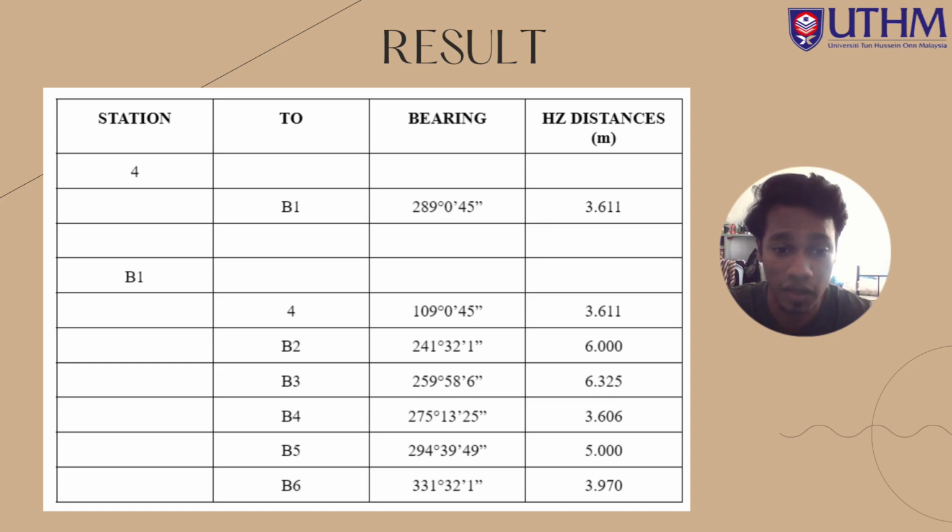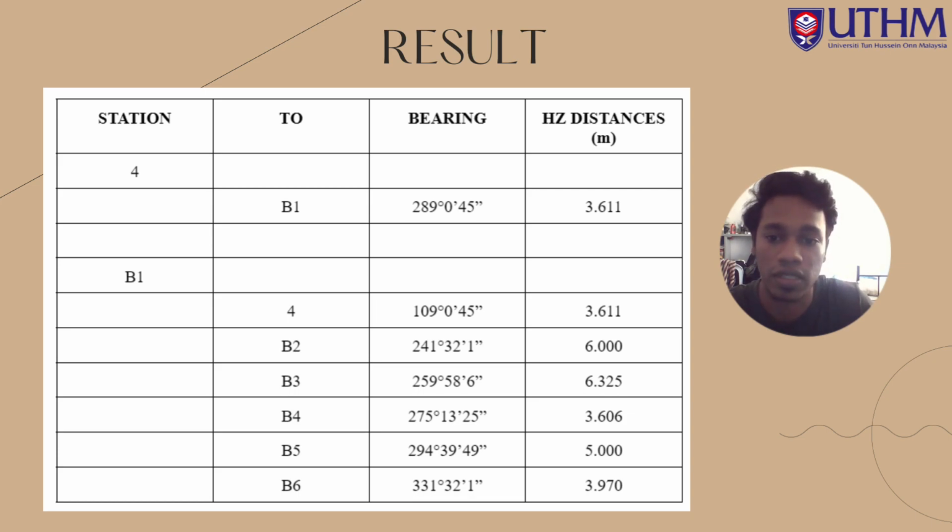We used tape measure to set out and calculate the distance between each pair of points, and our development is shown in the plotting section if you refer to the drawing. And here is the data we have obtained throughout our setting out project. At first, we used our components such as total station, mini prism, and also prism to set up from station to checkpoints. Here, from station 4 to B1, we have obtained the bearing 289 degrees, 0 minutes and 45 seconds, and our horizontal distance from station 4 to B1 would be 3.611 meters.